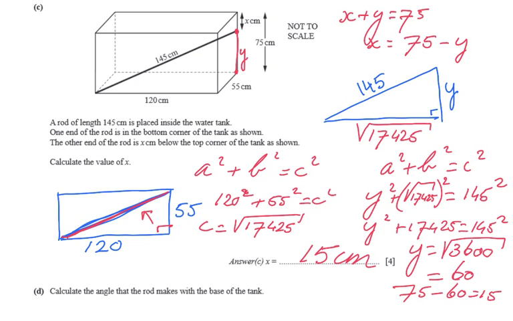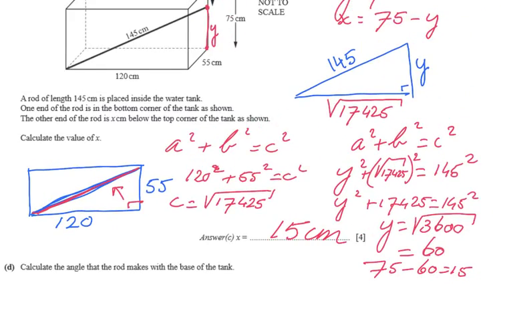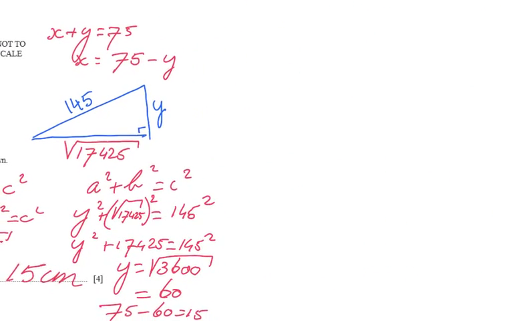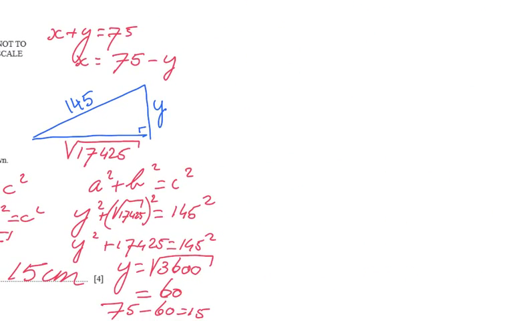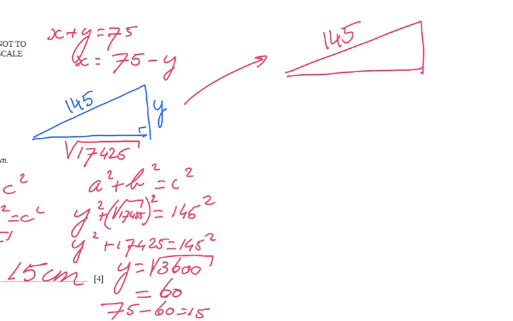Okay, so if I now move it up, well, let me move it like this. Okay, there we go. So I'm looking at that triangle. Let me just sketch it again for you. So 145. Y was 60, right? And I'm looking for this angle. Let me call it theta.